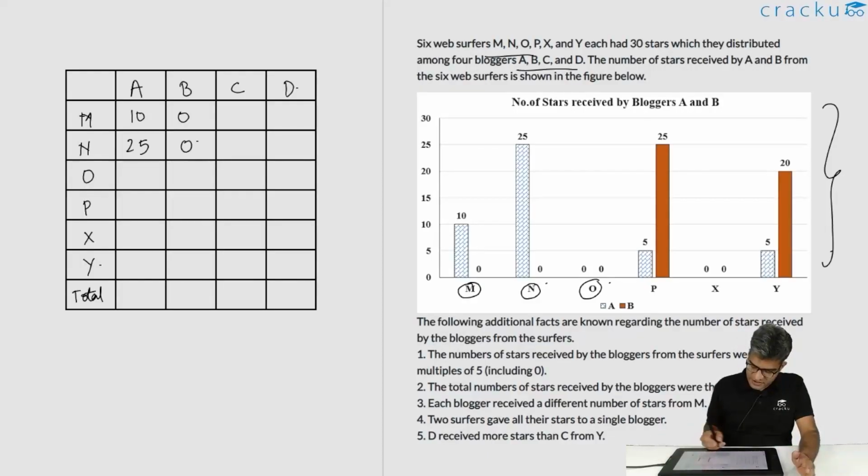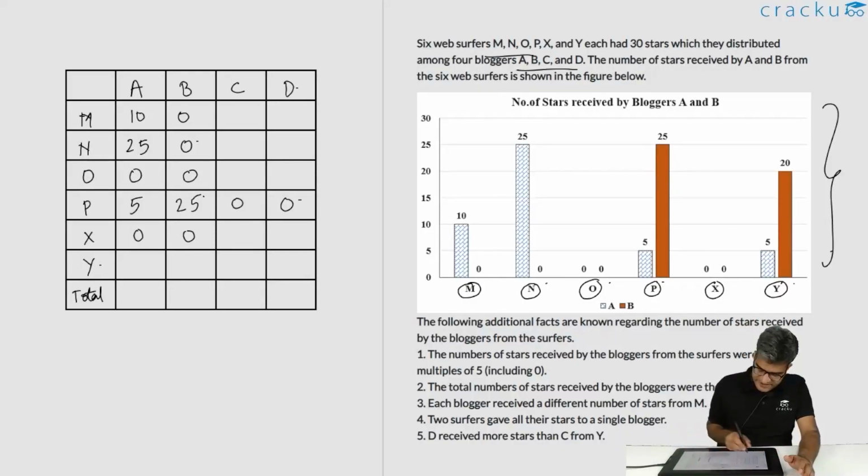O gave no stars to A and B. So this is 0 and 0. So he gave all the 30 stars to C and D. P gave 5 stars to A and 25 stars to B. So he distributed all of his 30 stars. So now we can immediately say that he gave no stars to C and D because all the 30 have been given to A and B. X gave no stars to A and B. So all the 30 stars he gave to C and D in some distribution.